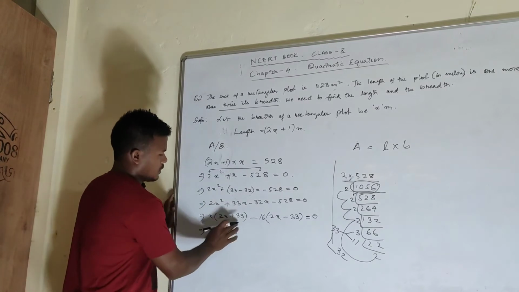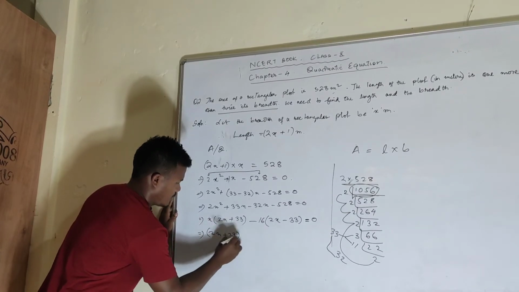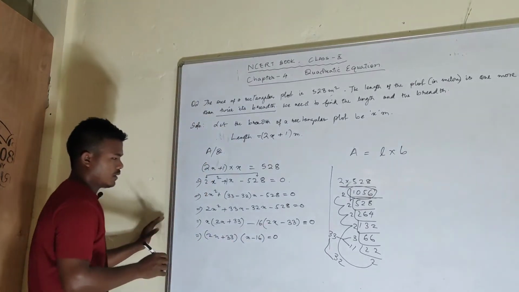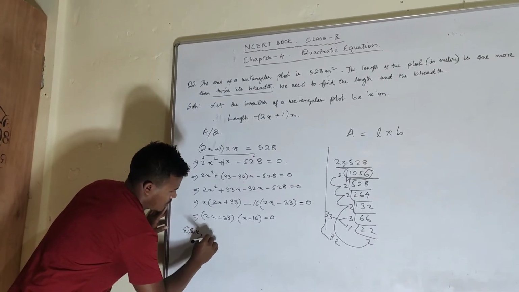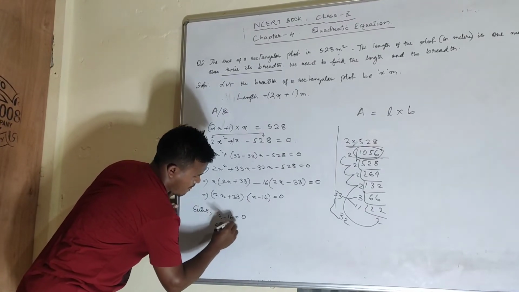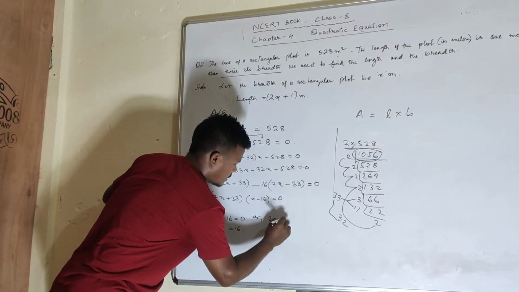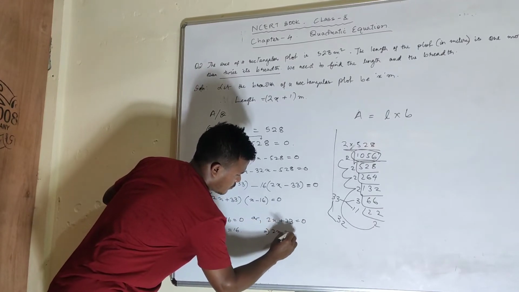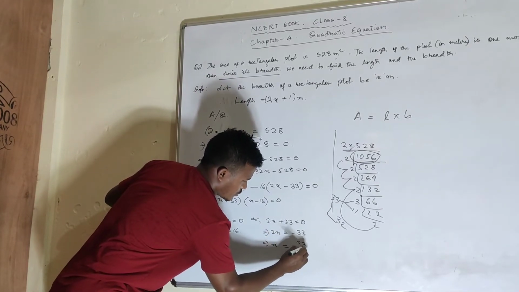After that, bracket just take common, 2x plus 33 and then x minus 16 equal to 0, and then you will go on either x minus 16 equal to 0, that is here x value is plus 16, or another one, 2x plus 33 equal to 0, then 2x equal to minus 33, then here x value is minus 33 by 2.